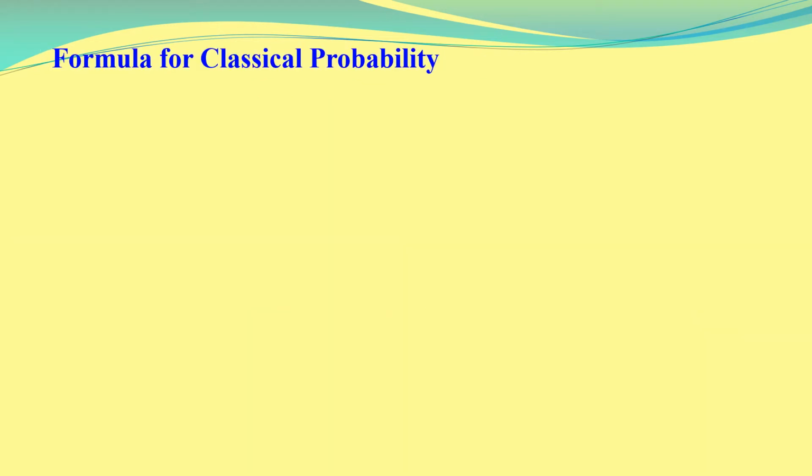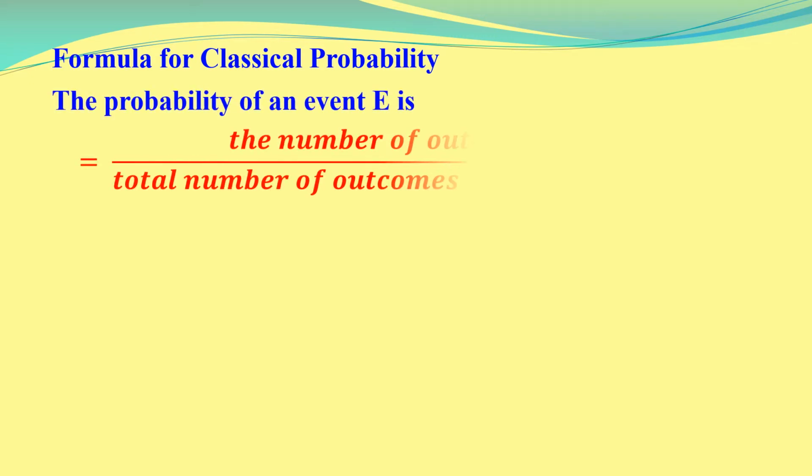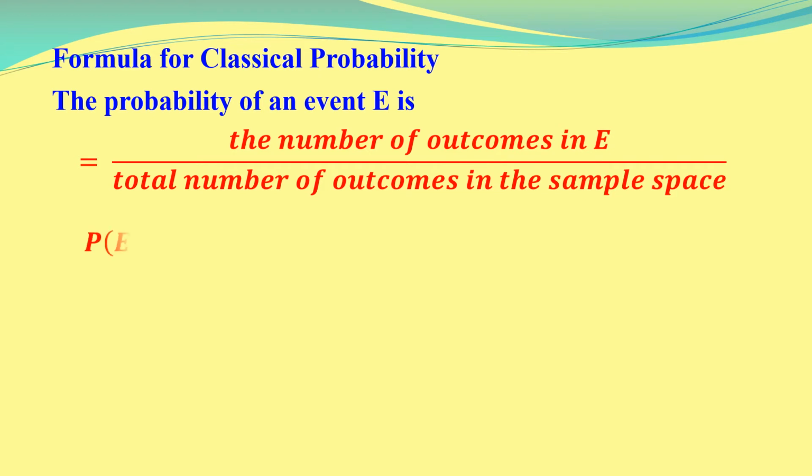Formula for classical probability: the probability of an event E is equal to the number of outcomes in E divided by the total number of outcomes in the sample space. Or in symbols, P(E) = n(E) / n(S).